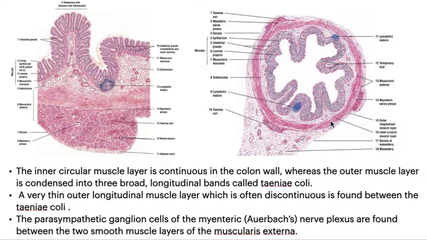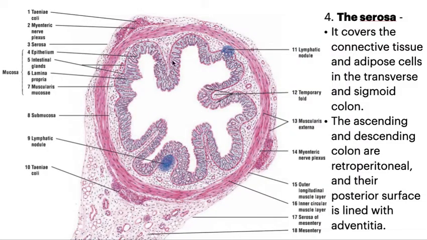A very thin outer muscle layer is often discontinuous and is found between the tinea coli. The parasympathetic ganglion cells of the myenteric or the Auerbach's plexus are found between the two smooth muscle layers of the muscularis externa. So the final layer we have over here is the serosa, which is the connective tissue and adipose cells seen in the transverse section and the sigmoid colon. The ascending and descending colon are retroperitoneal with their posterior surface lined with adventitia.